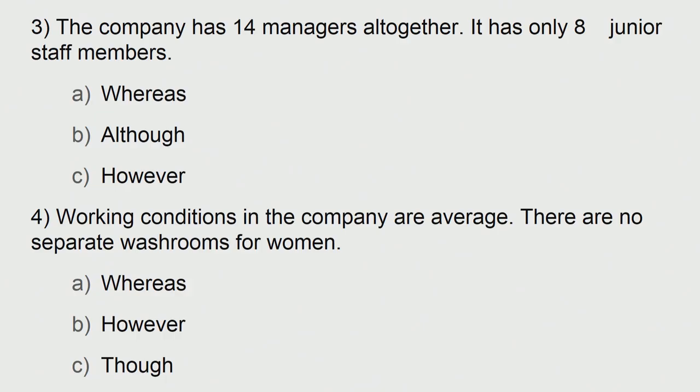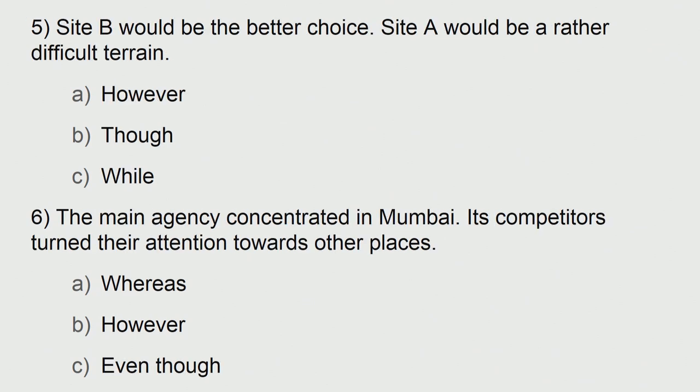Number 4, working conditions in the company are average. There are no separate washrooms for women. A, whereas, B, however, C, though. 5, site B would be the better choice. Site A would be a rather difficult terrain. A, however, B, though, C, while. 6, the main agency concentrated in Mumbai. Its competitors turn their attention towards other places. A, whereas, B, however, C, even though.